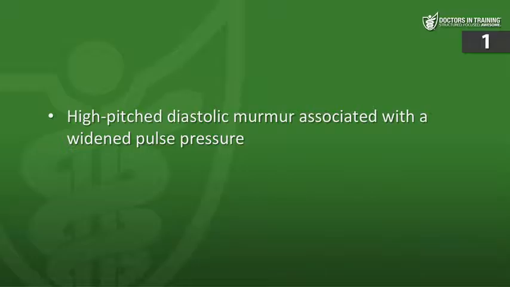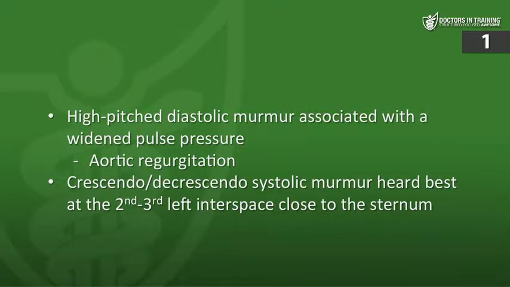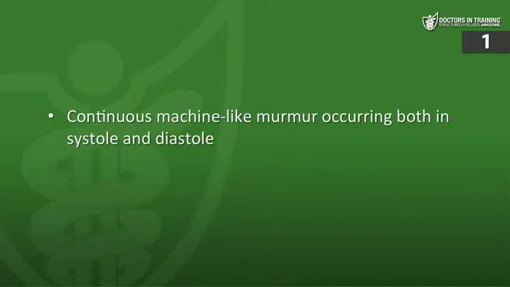High-pitched diastolic murmur associated with a widened pulse pressure, that's going to be aortic regurgitation. Aortic regurg has that characteristic widening of the pulse pressure. Crescendo-decrescendo systolic murmur heard best at the second or third left interspace close to the sternum would be pulmonic stenosis. It's similar in presentation to aortic stenosis, but just in a different area. Continuous machine-like murmur occurring both in systole and diastole, of course, is going to be the patent ductus arteriosus.